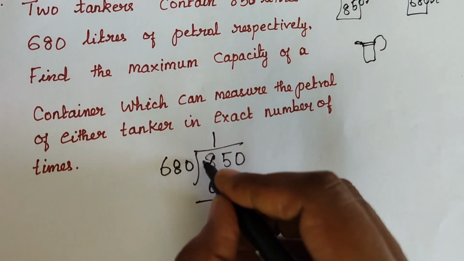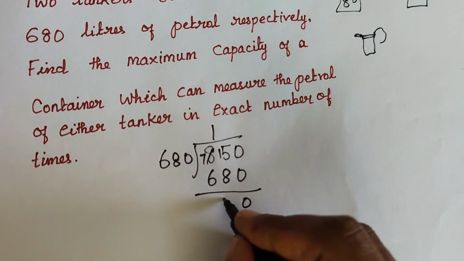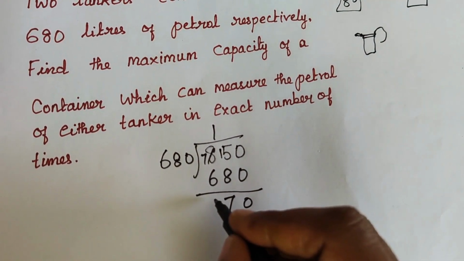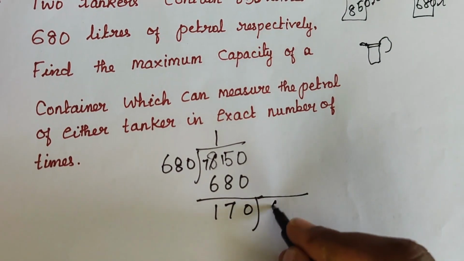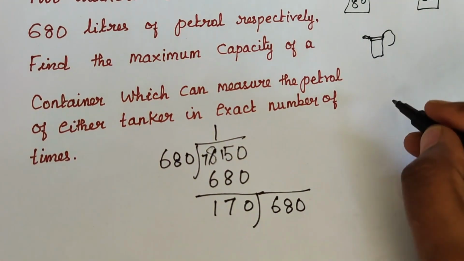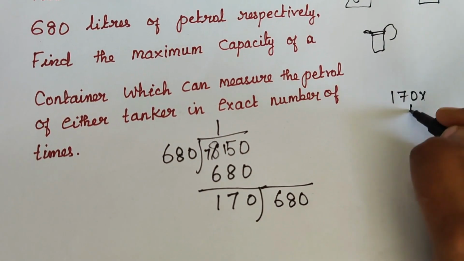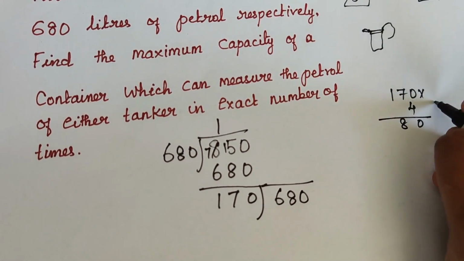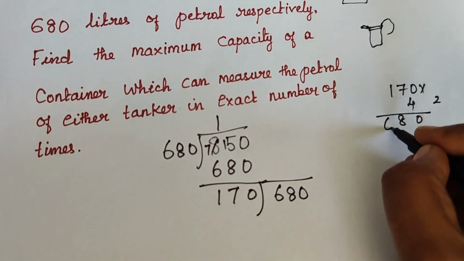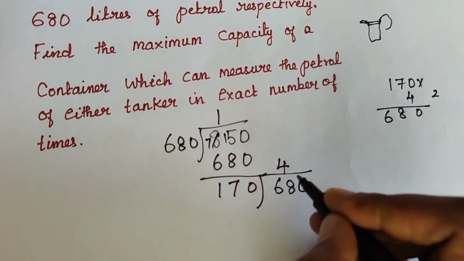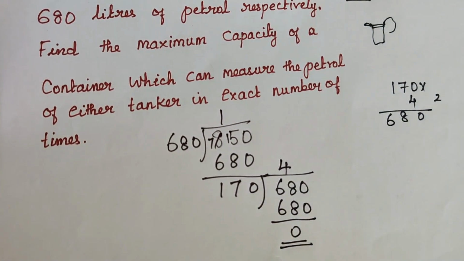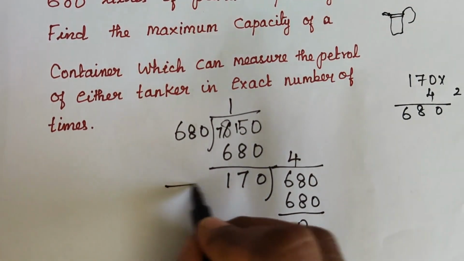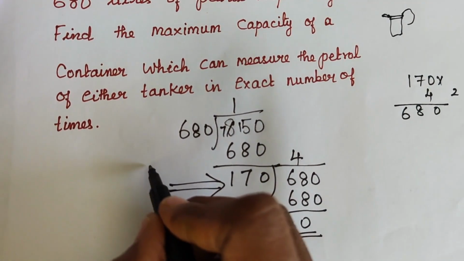680, 0. 7, 15 minus 8, 7. 7 minus 6, 1. Now 170 becomes the divisor. Put 680. 170 into 680: 4 times 0, 0; 4 times 7 is 28, 2 balance; 4 times 1 is 4, 4 plus 2, 6. So we get 4 into 170, 680. So we get 0. Where we get 0, that is the HCF.